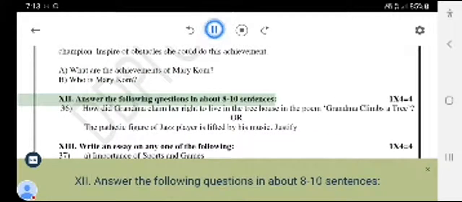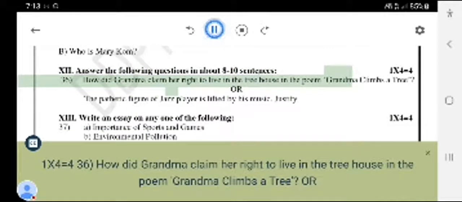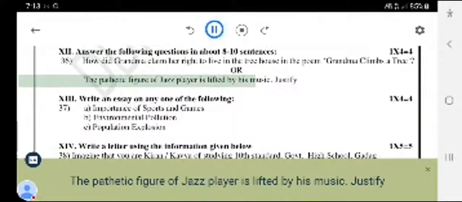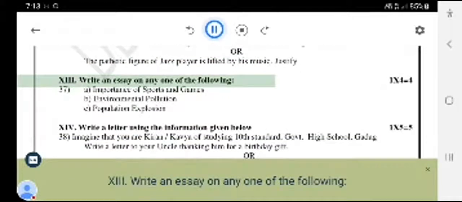12. Answer the following questions in about 8 to 10 sentences. 1x4 equals 4. How did Grandma claim her right to live in the tree house in the poem, Grandma Climbs a Tree? OR The pathetic figure of the jazz player is lifted by his music. Justify.